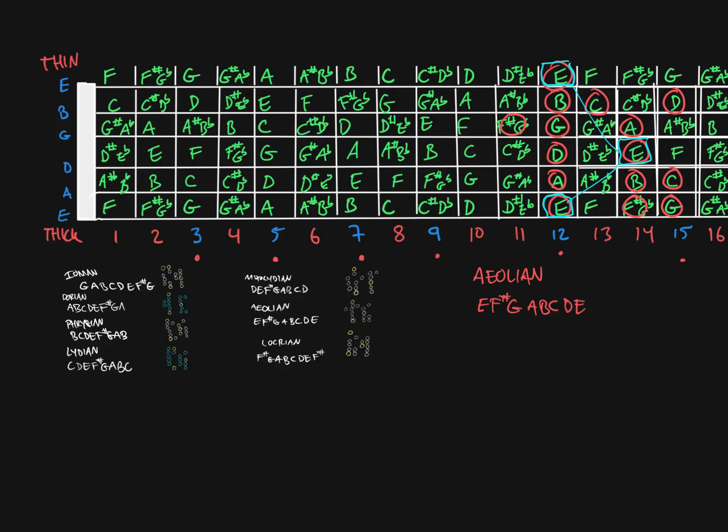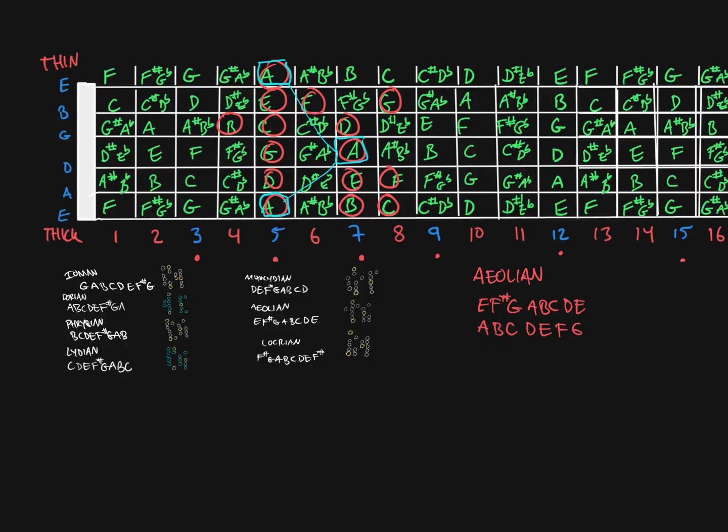But what did I promise you? It is a movable shape, so we are going to move it. Let's bring it over here. A, B, C, D, E, F, G, A. Just like I showed you before, right? So now we've got Aeolian from A, or A Aeolian, or natural minor.